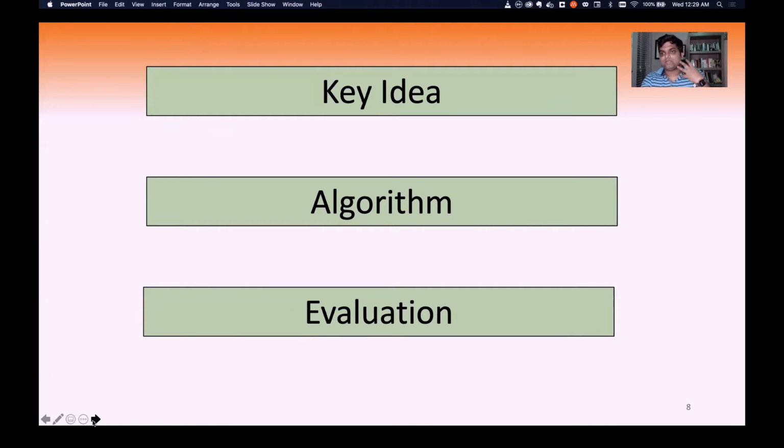Here I will go over the key idea, algorithm, and evaluation by following this pipeline.